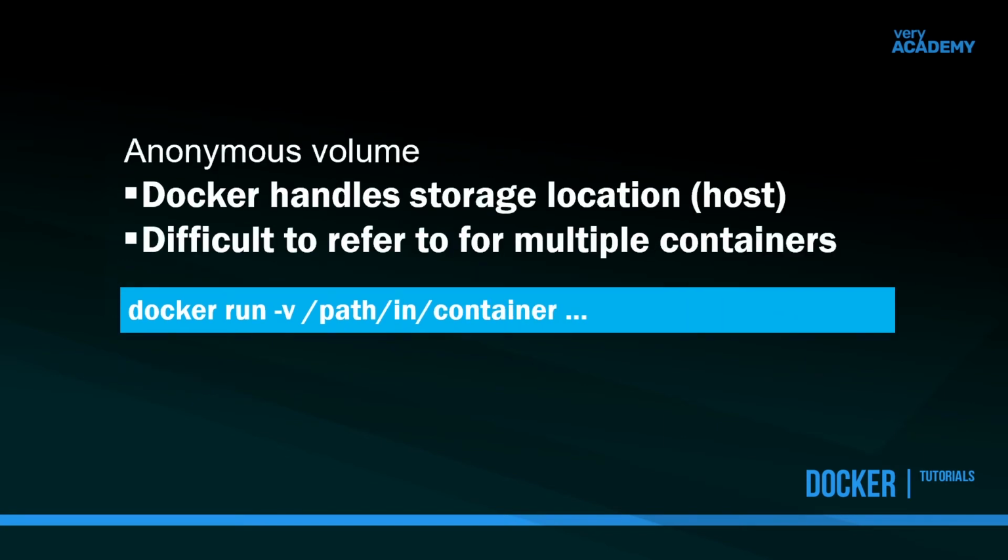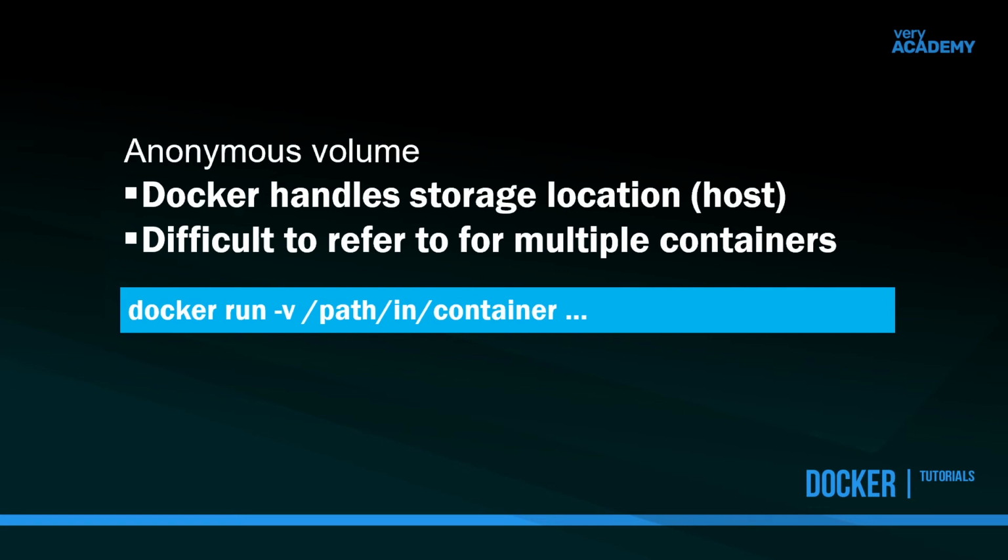If we compare this to the anonymous volume, the location of the anonymous volume is managed by Docker. So if you imagine you've got an anonymous volume, it means that it can be difficult to refer to that same volume for future connectivity, if you want to use it on a different container, for example.